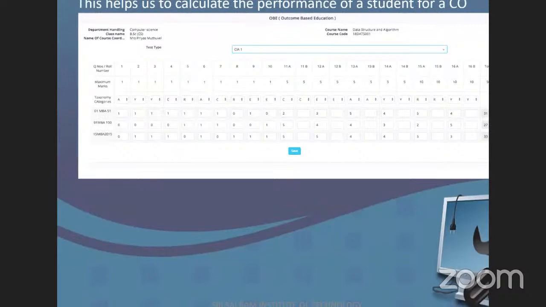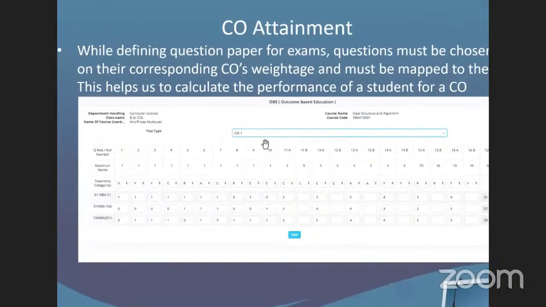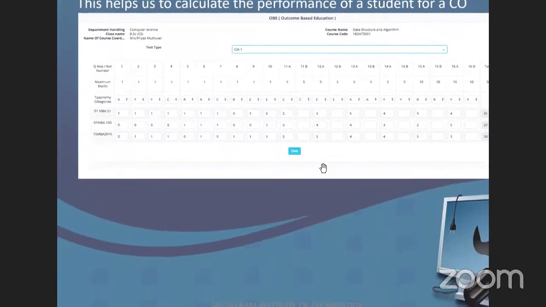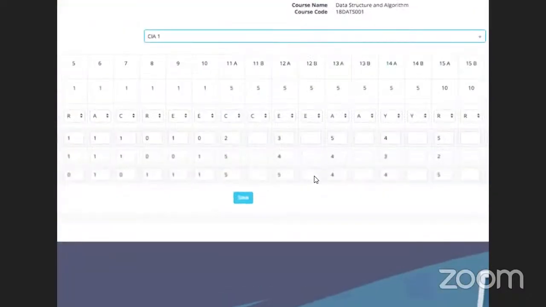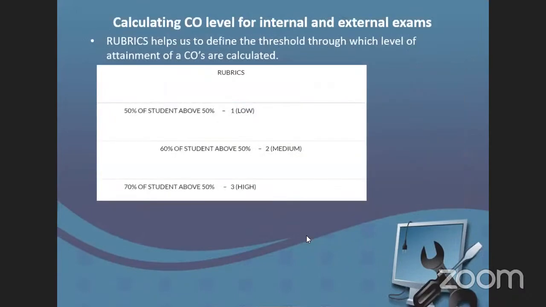Second step is fix the rubrics. Rubrics are nothing but internal rules, or the threshold values that we fix for the CO attainment. So what are the rubrics for direct attainment we are fixing here?